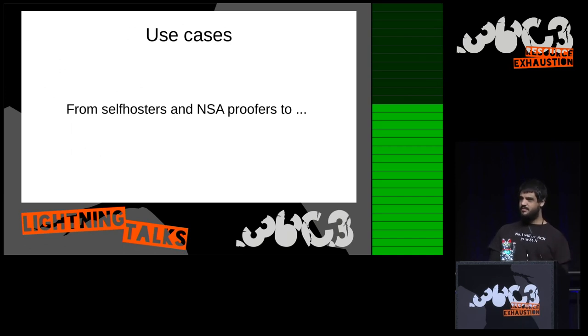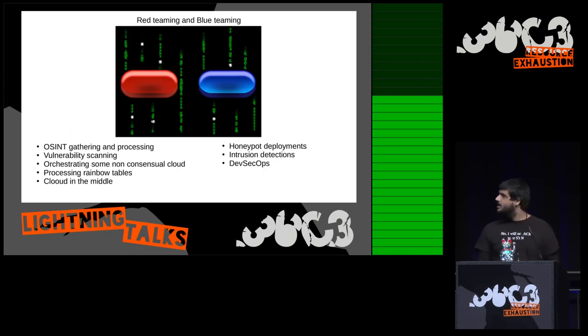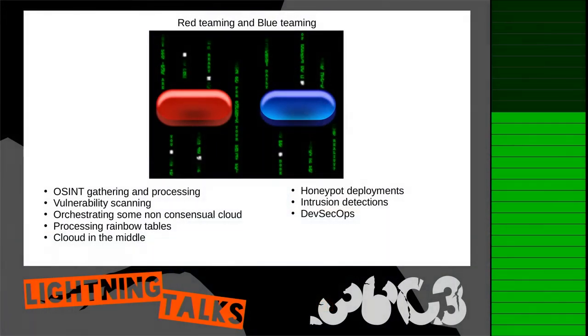NSA proofing can be something very inspiring as well and can create a nice forum around this topic. And of course, red teaming and blue teaming can be very into this kind of stuff. As an example, you can have some systems for OSINT gathering and processing, scanning for vulnerabilities, different systems orchestrating your non-consensual cloud, some malware or something like that, processing some rainbow tables, cloud in the middle, deploying honeypots, detecting intrusions, or even some DevSecOps for fancy business-oriented people.